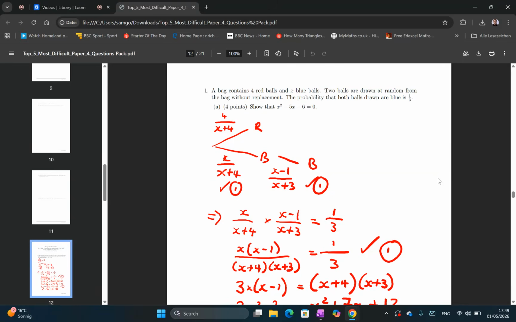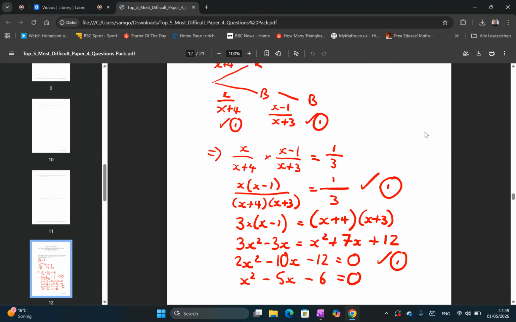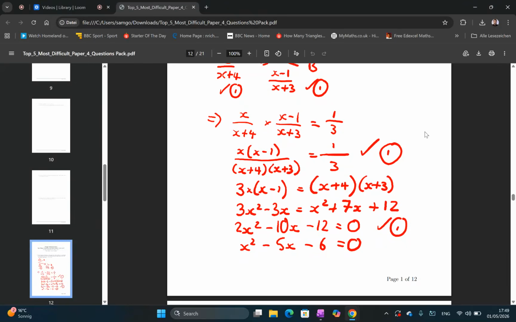So if you buy this pack, notice you actually get my full answers here. Notice I don't draw the entire tree diagram here. I just draw exactly what I need to work out the question. I get 1 mark for x over x plus 4 for blue, and then the next blue, remember without replacement, will be x minus 1 over x plus 3. Then realizing if you multiply those two fractions together, that will equal the probability in the question. So that's 1/3. Then we need to simplify our fraction, a bit of cross multiplying, and notice we actually do get to the quadratic x squared minus 5x minus 6 equals 0.